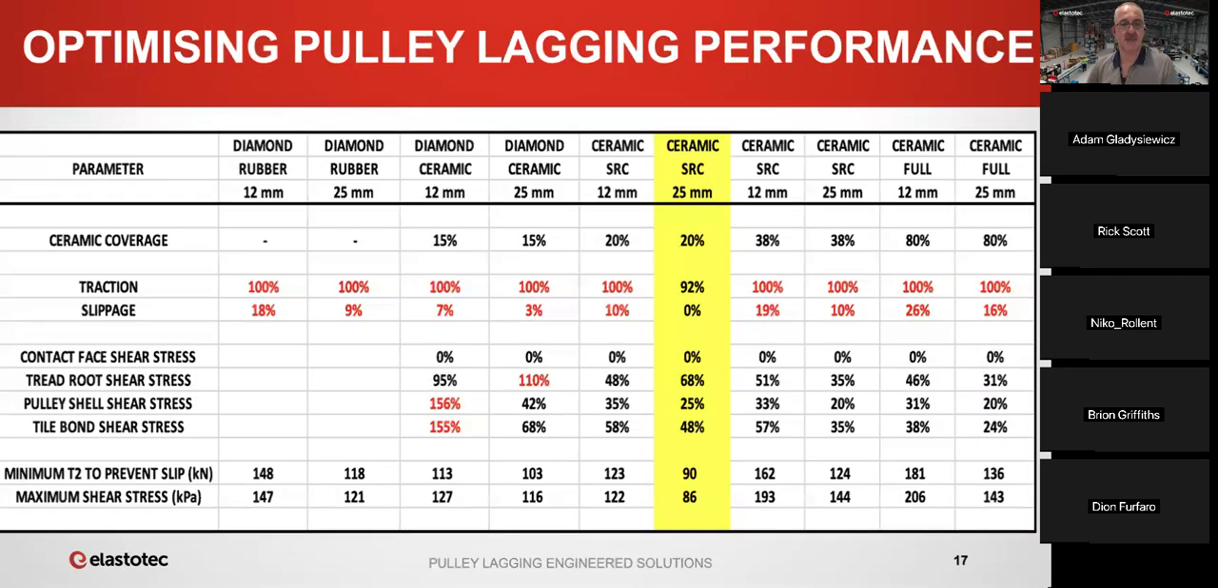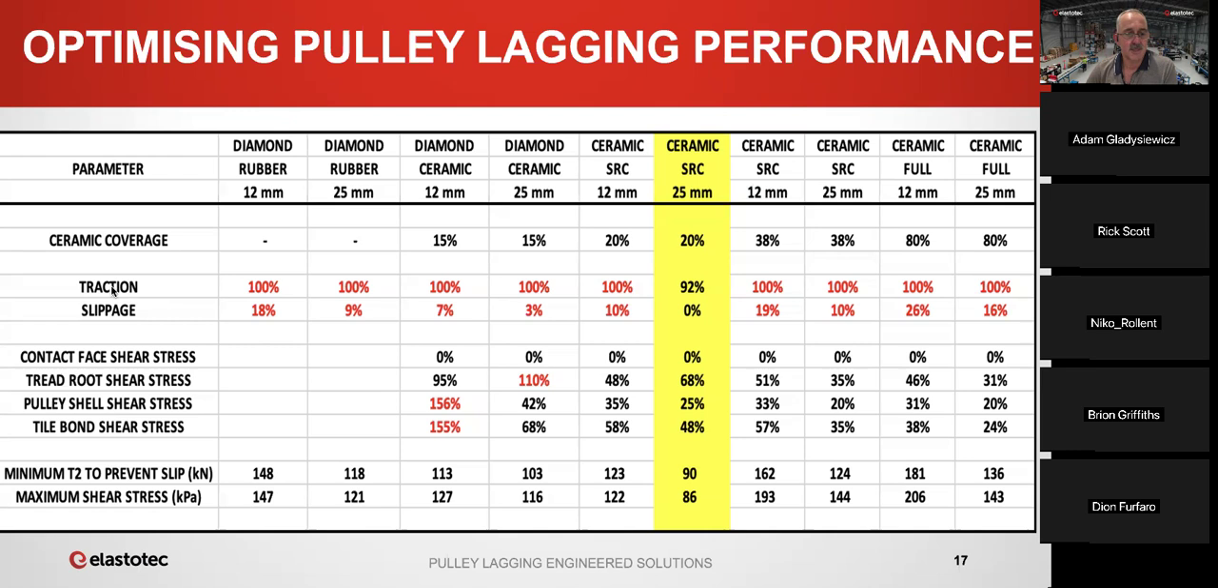So just summarizing the results, and this is what we would do if we were trying to make a decision on what type of lagging to use. We've got the different laggings across the top here: diamond rubber, diamond ceramic, the checkerboard ceramic, the medium ceramic, and the full ceramic. You can see here the ceramic coverage: 0, 15%, 20%, 38%, and 80%.